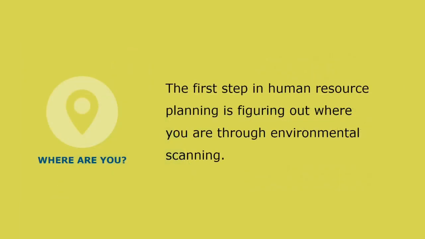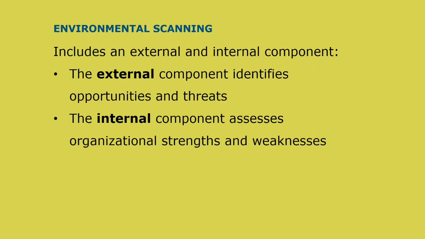The first step in human resource planning is figuring out where you are. We do this through environmental scanning. The scan usually includes an external and internal component. The external component identifies and assesses opportunities and threats in the external environment, where the internal component assesses organizational strengths and weaknesses. This process is often referred to as SWOT: strengths, weaknesses, opportunities, and threats. Completely scanning the environment and discussing the results adds value in defining and refining strategy, goals, and action.